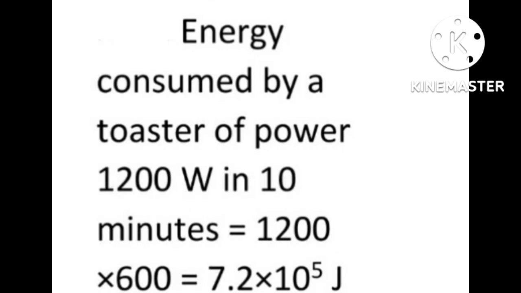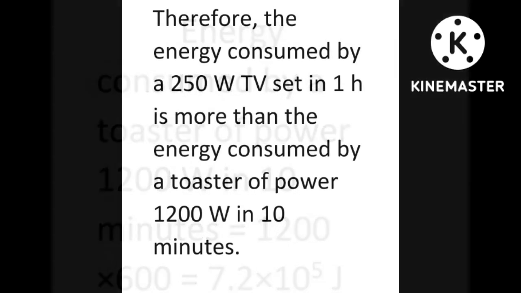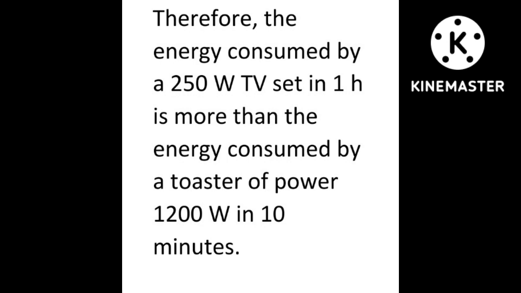Now we have to calculate the energy consumed by a toaster of power 1200 watts in 10 minutes. So that 10 minutes again we have to convert into seconds. So 10 into 60, that will be 600 seconds. Then the energy consumed will be equal to power into time. So that 1200 into 600. So that will be equal to 7.2 into 10 raised to 5 joules. Therefore, the energy consumed by a 250 watt TV set in 1 hour is more than the energy consumed by a toaster of power 1200 watt in 10 minutes. Hope it is clear to you.